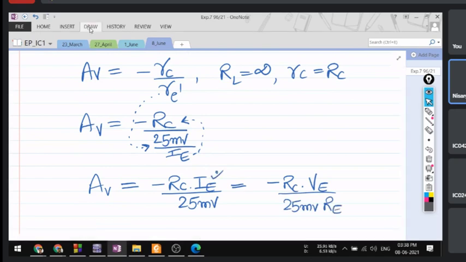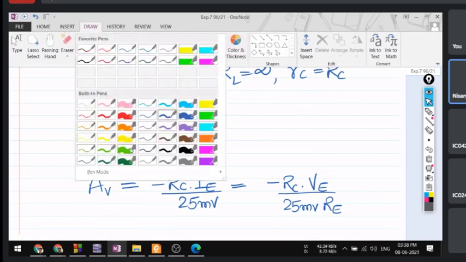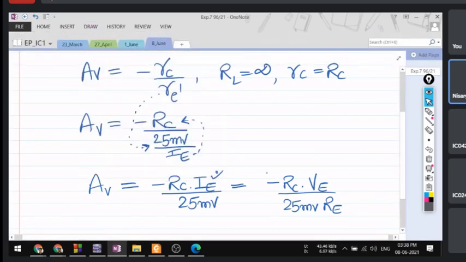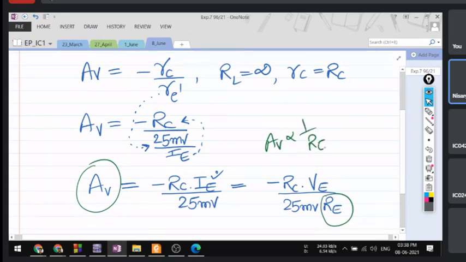Okay, so now you can see, student, that if you want more gain, your gain AV and RE are inversely proportional. AV is inversely proportional to RE.